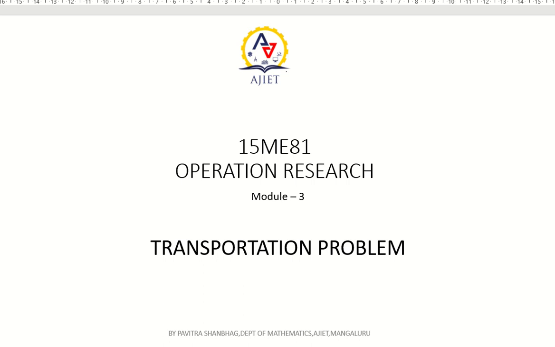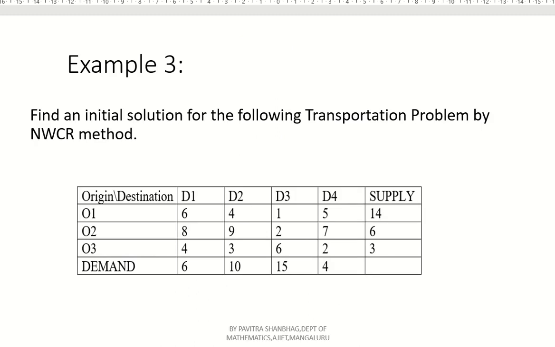Dear students, we have discussed the transportation problem in the previous lecture. That was for a balanced case only, using the northwest corner rule. Suppose the case is unbalanced, then what do we have to do? Let us discuss with one example.